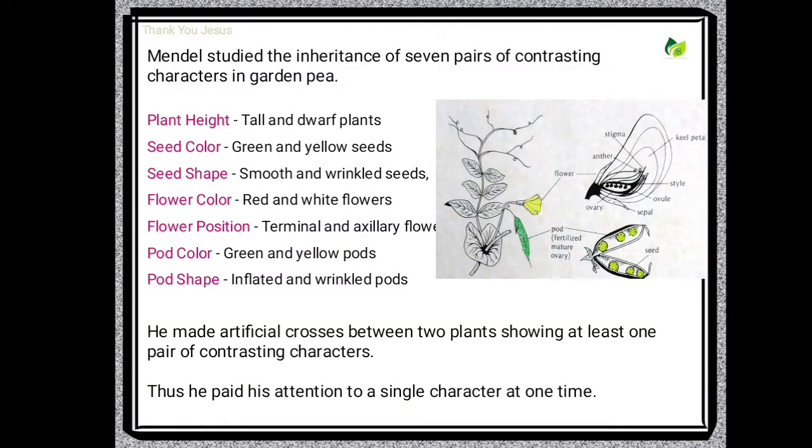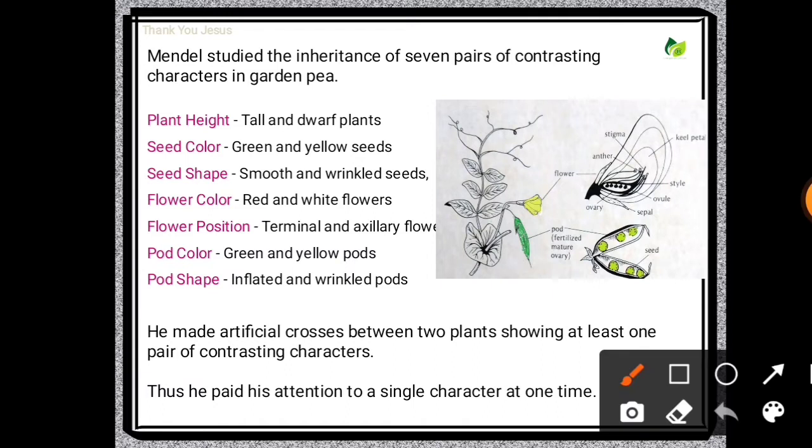Mendel studied the inheritance of 7 pairs of contrasting characters in garden pea. They are plant height. It has two alternative traits such as tall plants and dwarf plants. It shows two phenotypes like tall and dwarf. Seed color also has two traits such as green and yellow seeds. Seed shape also has two traits such as smooth and wrinkled seeds. Flower color: red and white flowers.